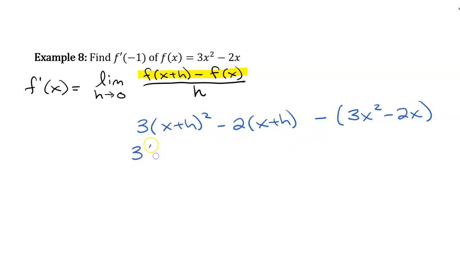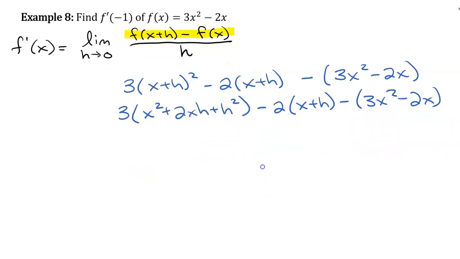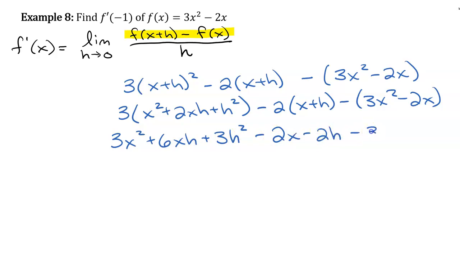So let's see here. 3x squared plus 2xh plus h squared minus 2x plus h minus 3x squared minus 2x. And the fastest way to a headache is to do the math in your head. So one step at a time. So 3x squared plus 6xh plus 3h squared minus 2x minus 2h minus 3x squared plus 2x. Negative times a negative. And let's cancel some stuff.